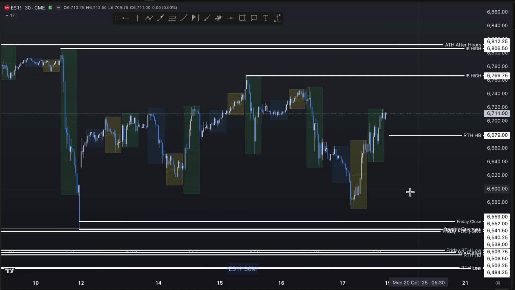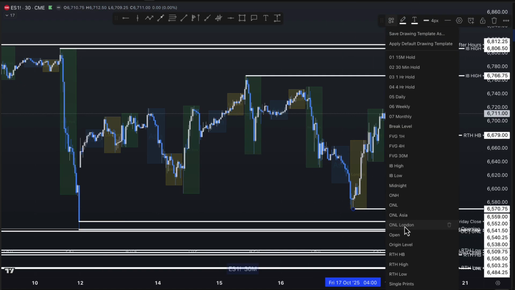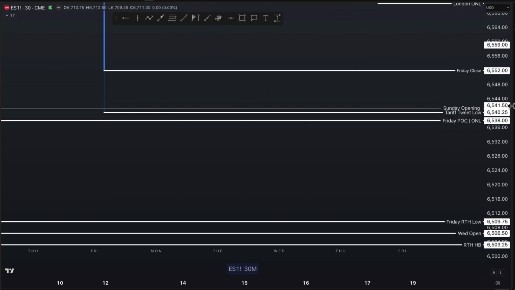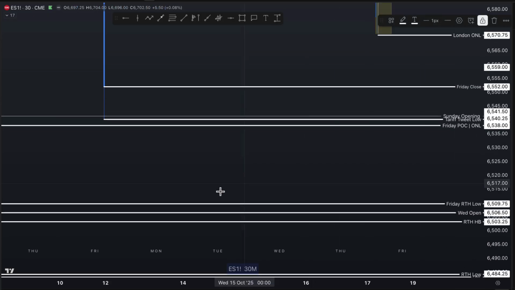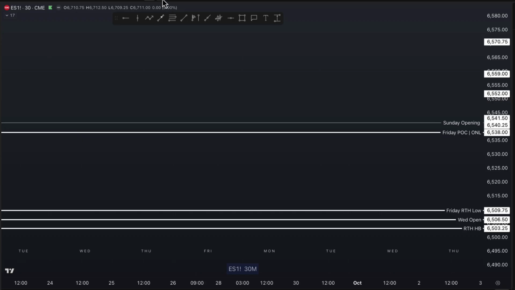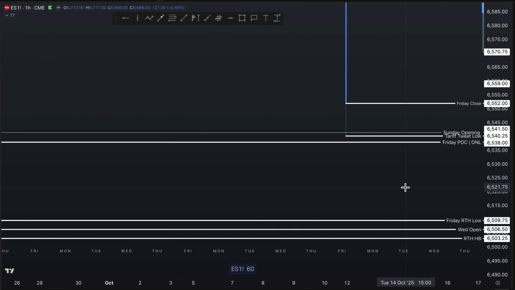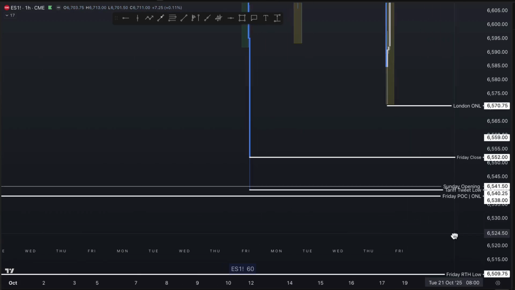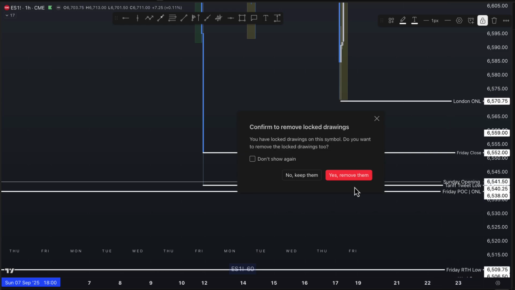Turn that back off. I need to mark out this London low. We also want to mark out this Sunday opening. That still hasn't been tested in an RTH session, I don't believe. Let's pull this. It's so interesting. That Sunday opening still has not been tested in an RTH session. It did it in the maintenance period, which was interesting. I don't think I need that. Let's go ahead and get rid of it.